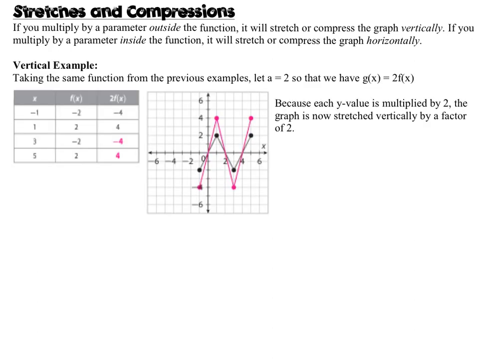So here I've taken the same example that we started with, and now I've got 2f of x. So I'm multiplying on the outside, and I'm multiplying each y value by 2. So if I look in my chart, I've doubled each y value. And so when we plot that, the pink is the graph here. And if you look, it's not shifted up 2. The positives are higher by 2, but the negatives are lower by 2. So the whole thing has become stretched vertically by a factor of 2. Basically, it's twice as tall as it was before.